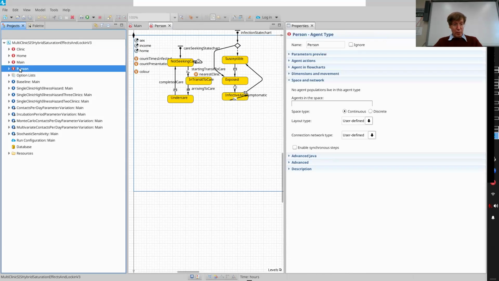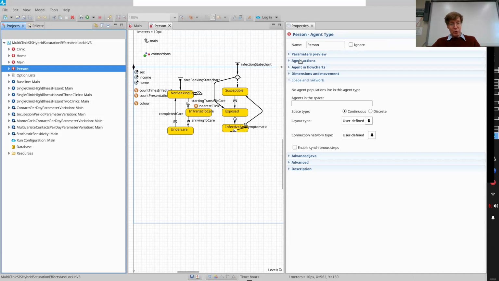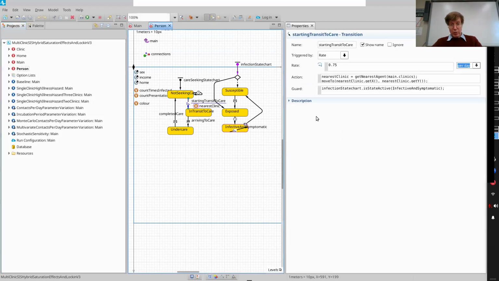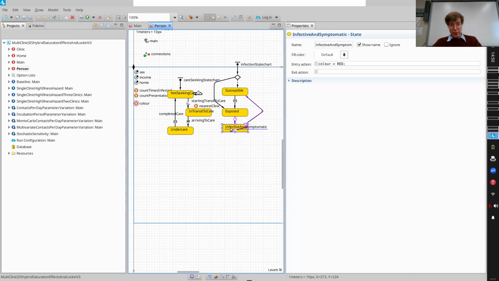Now, this is a model which has some structure that you'll recognize, some structure involving infection, but also structure involving care seeking. And it's notable that someone's infection status has three possible states: they're susceptible, they're exposed, infected but not infective, and often asymptomatic, and then there's infective and symptomatic. And in this state, they can spread the infection to others.